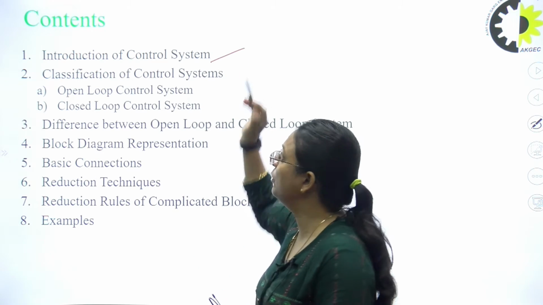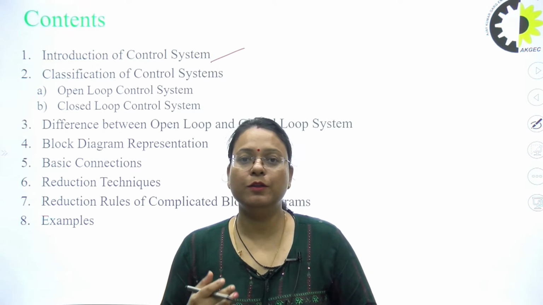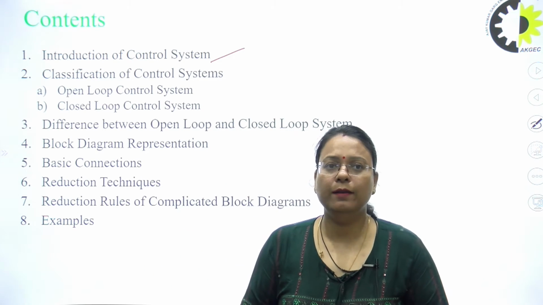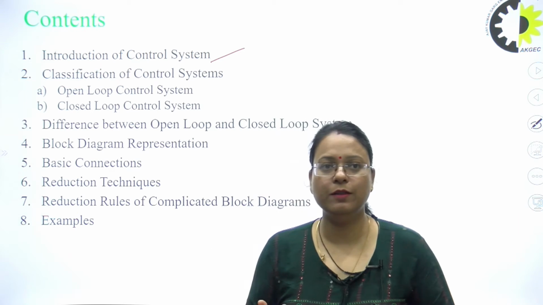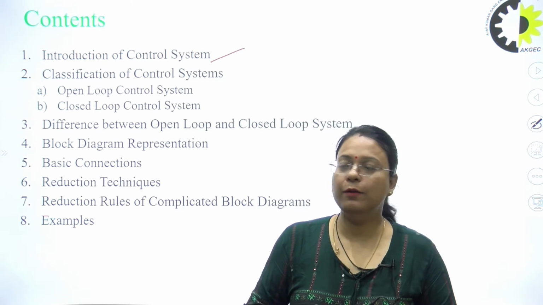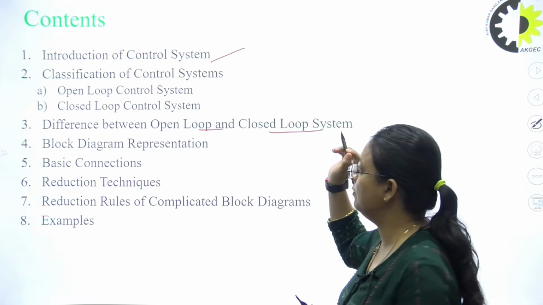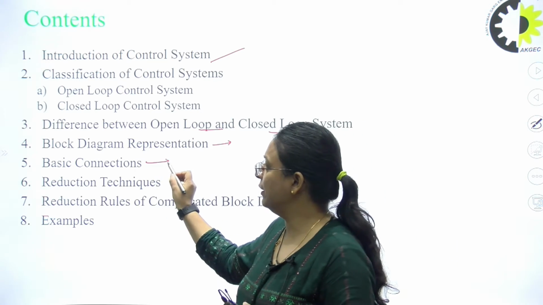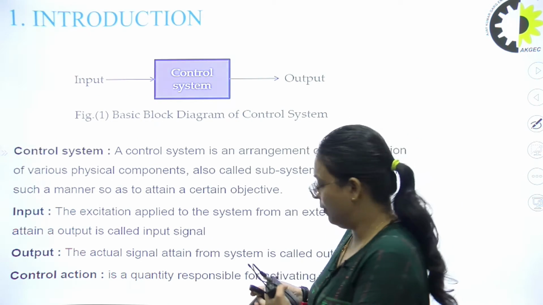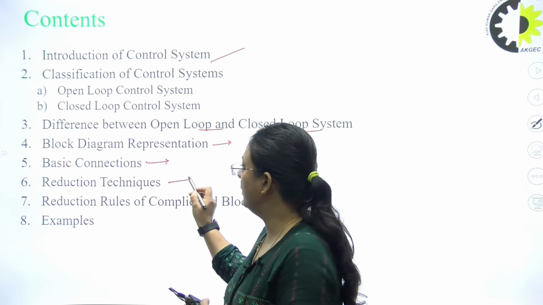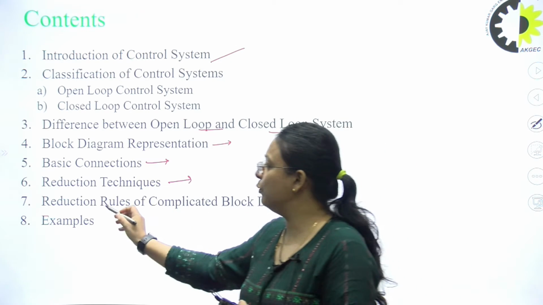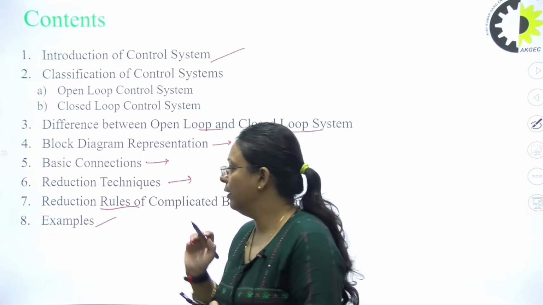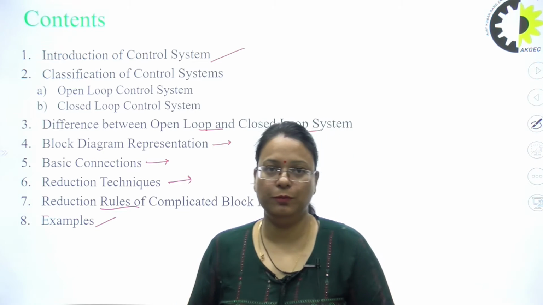First of all, I would like to tell you about the control system. Why are we using this control system? What is the need of this control system? And then what is the classification of control system, that is open loop and closed loop system? Then what is the difference between these two systems? Then I'll move to block diagram representation, how we make different connections in it. What are the reduction techniques and what are the rules we will use to draw a block diagram, and the examples will be discussed in this lecture.